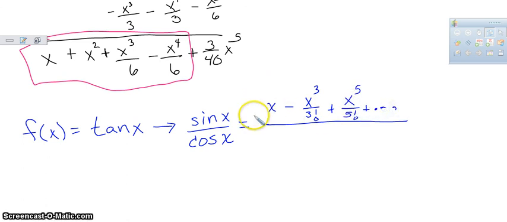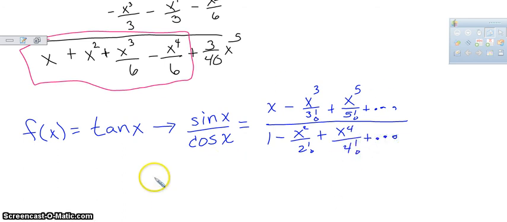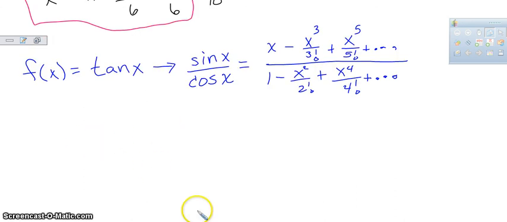And then cosine, we already did that one once, was 1 minus x squared over 2 factorial plus x to the 4th over 4 factorial. And that one goes on and on and on. And so basically you're dividing 2 polynomials. That's all you're doing is dividing. So it's just a long division right there.